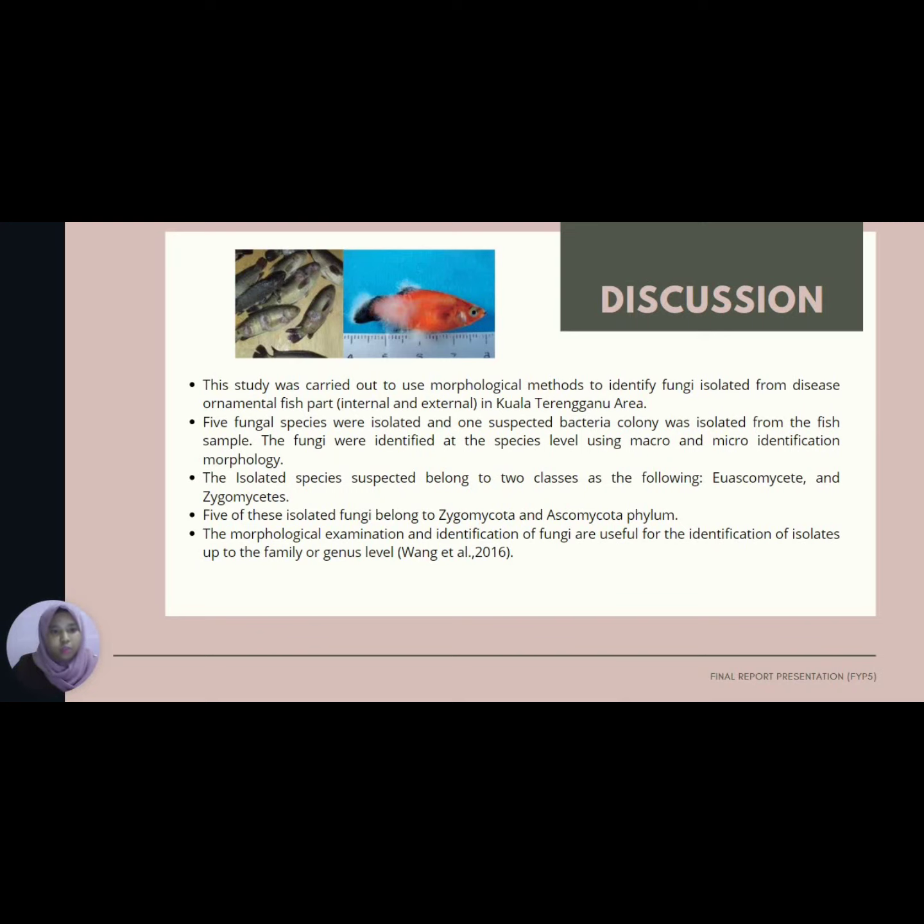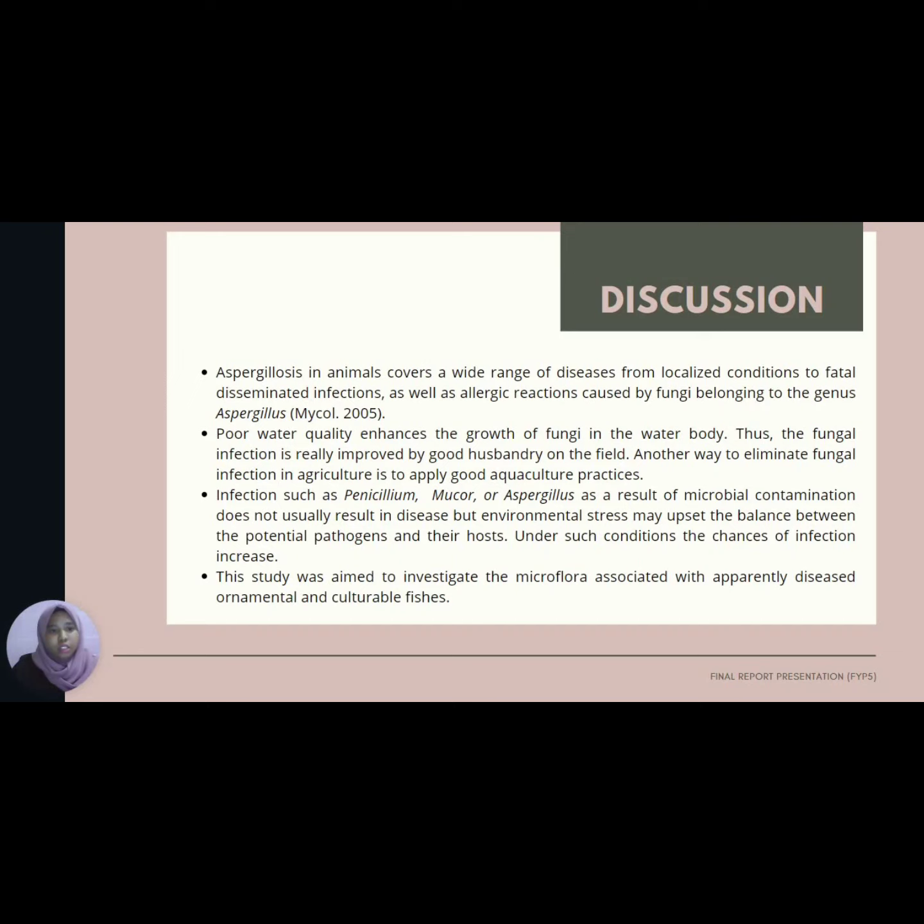And the isolated species belong to two classes, that is Rhizomycete and Zygomycete. Aspergillosis was also found infecting the fish, and poor water quality also enhanced growth of fungi in the water body. Thus, good husbandry in the field can help. And infections such as Penicillium, Mucor, Aspergillus, microbial contamination do not usually result in disease, but are also an environmental stressor and give a high potential pathogen to their host.